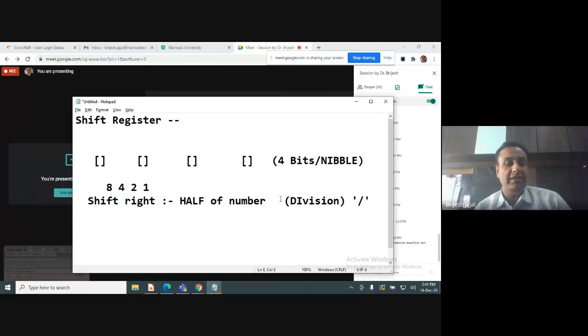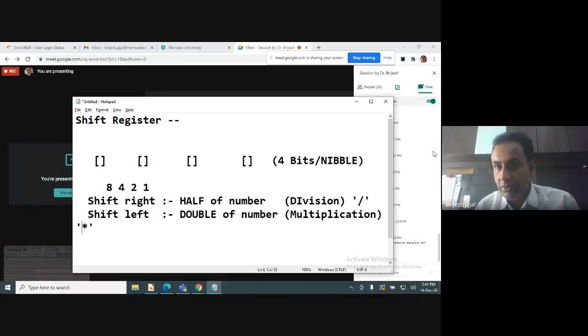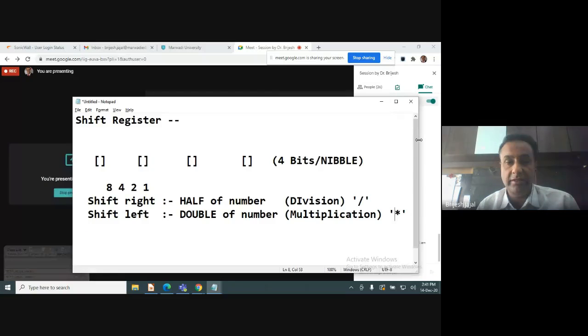Now a very simple common sense question to the whole class. If I use shift right, I get half of a number. If I use shift left, what will I get? Yes, you all agree? It is nothing but multiplication. You use this star symbol in your programming, right? So it means you are shifting to the left. You'll get double of a given number.